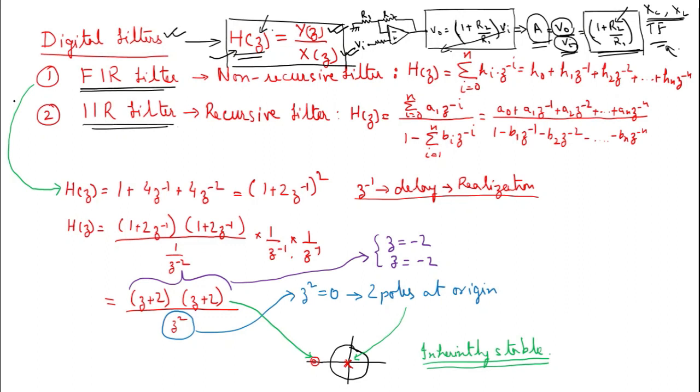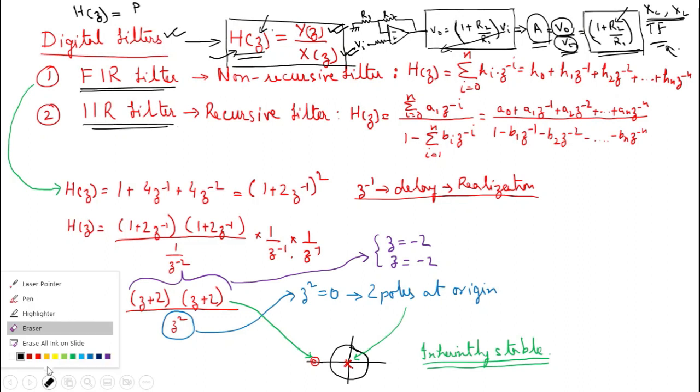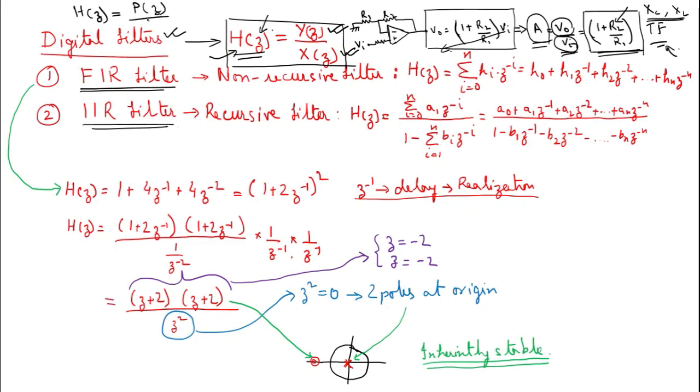Previously, we have also discussed that H(z) may be given by a combination of two polynomials, P(z) by Q(z), okay, P(z) by Q(z).